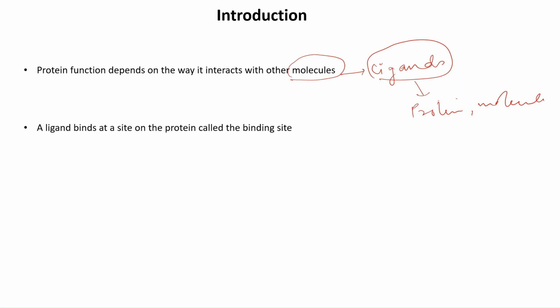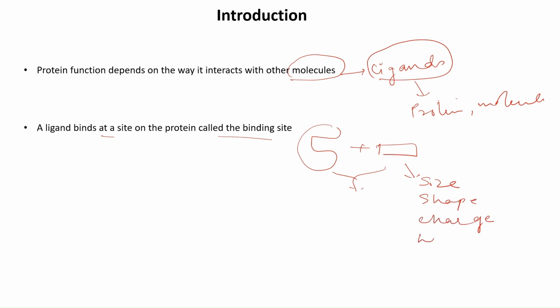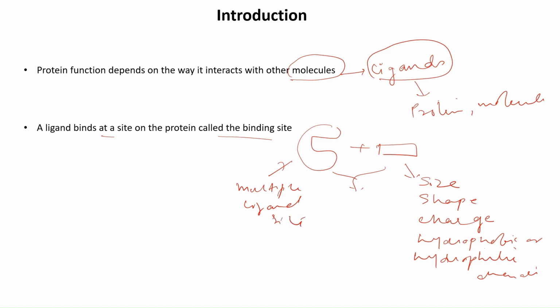Now the ligand binds to a protein at a site which is known as the binding site. So if this is a protein, it will bind to a ligand. This interaction is very specific. For this binding, the ligand and the ligand binding site should be complementary in size, shape, charge, and hydrophilic or hydrophobic character. A single protein can have multiple ligand binding sites in which it can bind with different ligands.